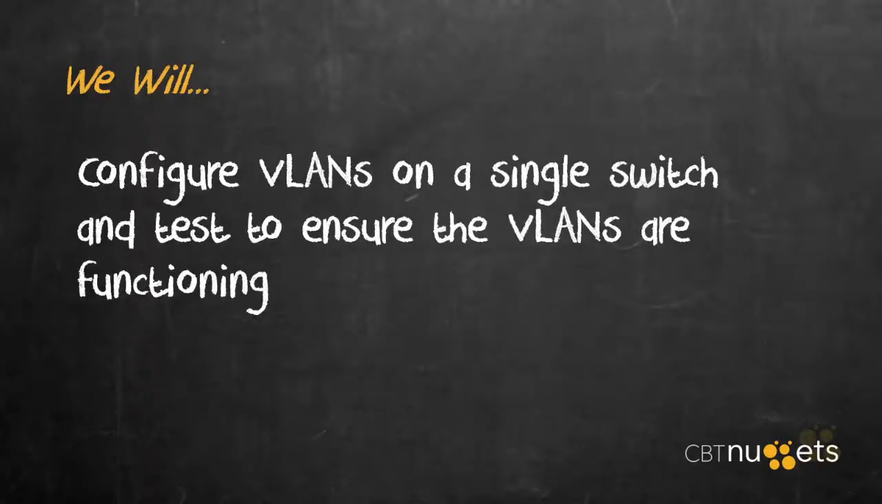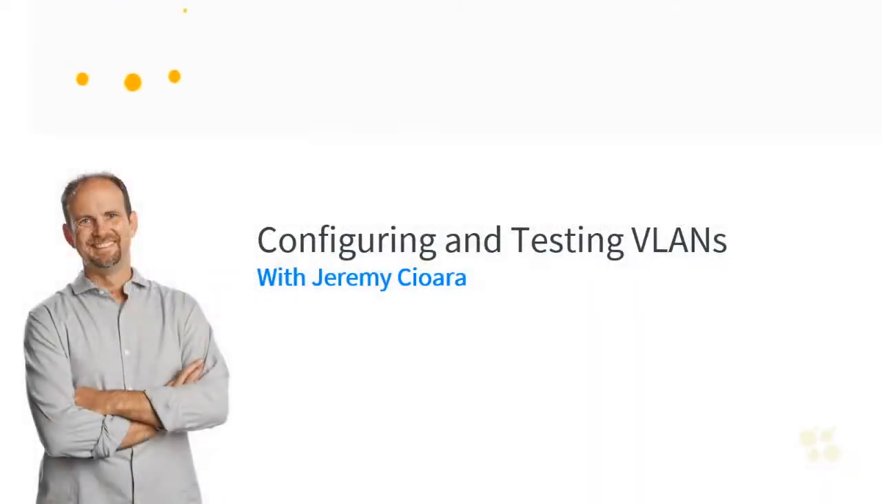Cool? Let's do it. Well, at this point, we have now configured the VLANs on a single switch and tested them to ensure that they're functioning. In the next nugget, we are going to dive in and get routing set up so that we can move data between VLANs. For now, VLANs.